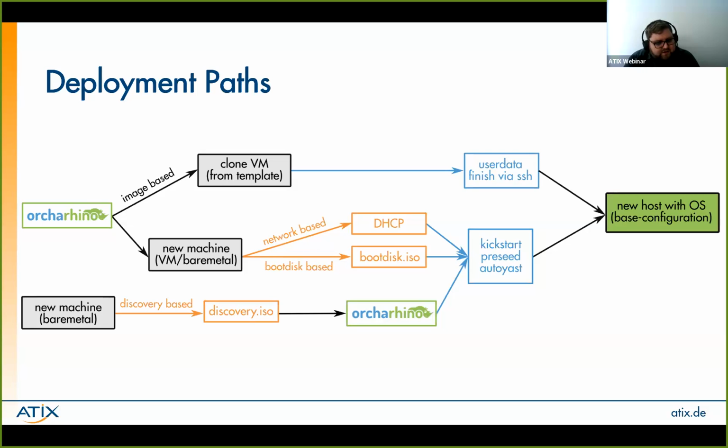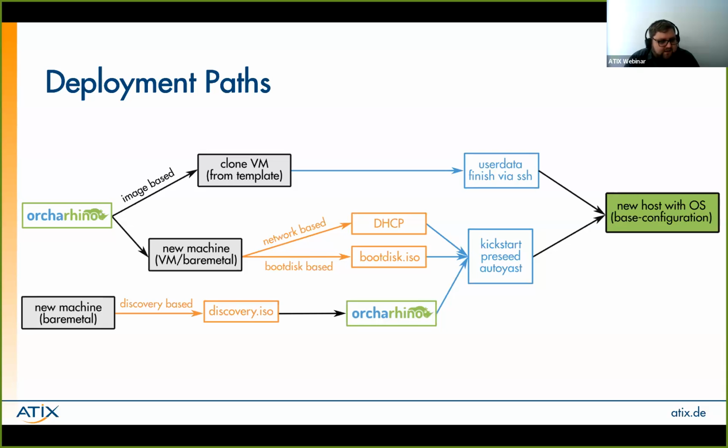Then the Orcharhino will deliver the corresponding provisioning templates to the host. This depends on the operating system you selected. So, for example, for Red Hat based systems you have the Kickstart, or if you have other systems like Debian-based, Ubuntu, whatever, you have the Preseed or the AutoYaST. Then these templates will be delivered to the host in combination with the corresponding installation media. Then the installation will start, and you will end up with your new host with the operating system so selected. So this is the first path available.